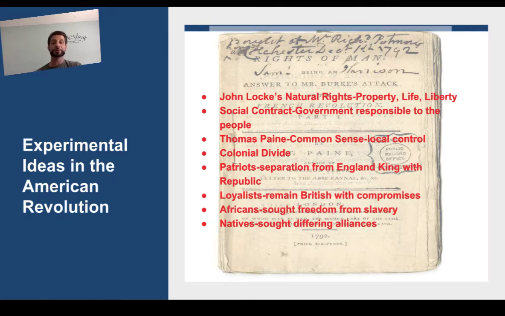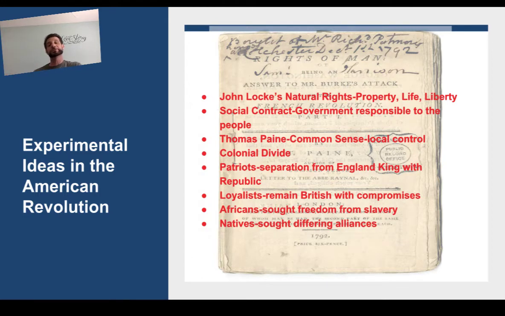You end up having multiple different groups who are siding with one of these experiments. So like the Patriots believe in a complete separation from the English king, establish a republic in which we vote upon citizens who are going to represent us. The Loyalists, who remain British, believe that they have to be loyal to the British and just have some compromises on issues of taxes and representation. Africans, who are seeking freedom from slavery, remember, the British are going to appeal to them, and a large number of them decide to go over because of the Dunmore Proclamation. They decide to go fight for the British. And the natives, who kind of look on both sides, seeking out different alliances.